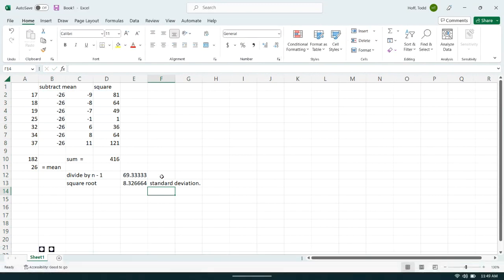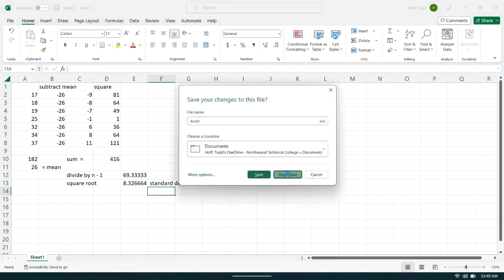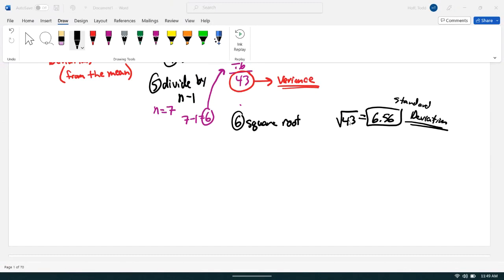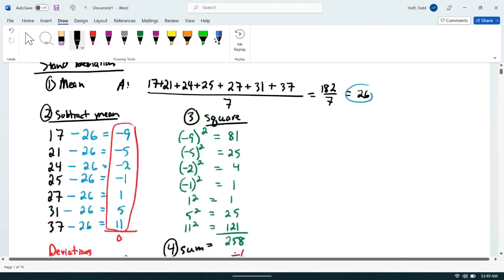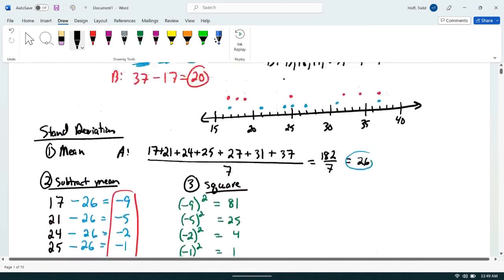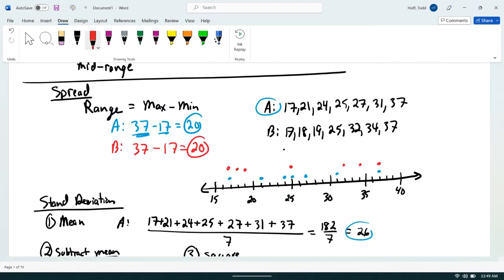So if we compare that to what we had for the last data set, if I go back up here to my data set, 6.56 versus 8.33. It confirms that that second set B is considerably more spread out than set A is. And so that standard deviation is a great way of describing how spread out that data set is.